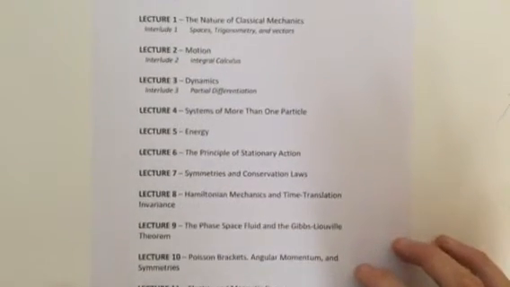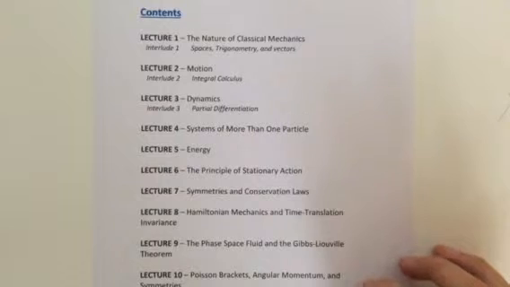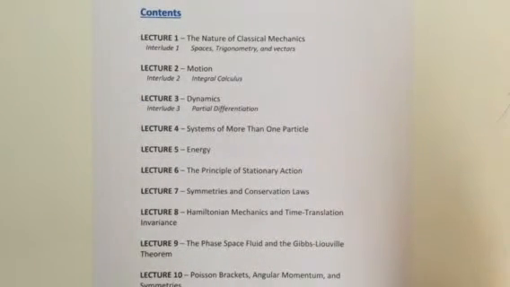So here's a list of the lectures in order. So lecture 1, the nature of classical mechanics. So here we'll be laying a foundation for classical physics, which will basically be on deterministic laws, reversible laws, conservation of information, and so forth.